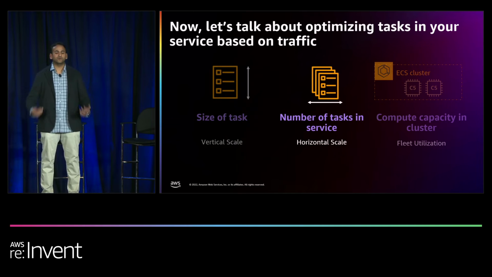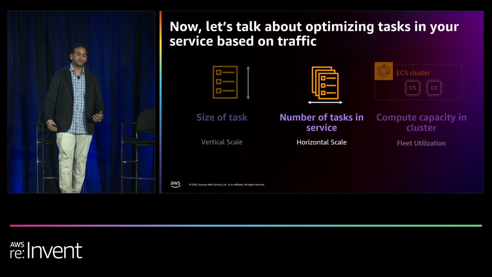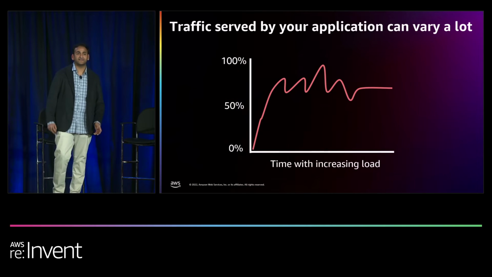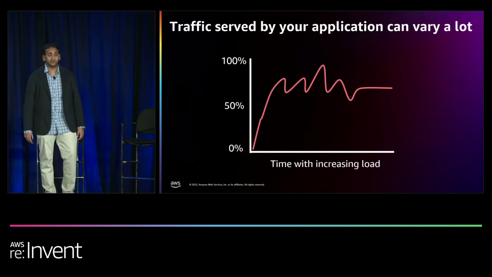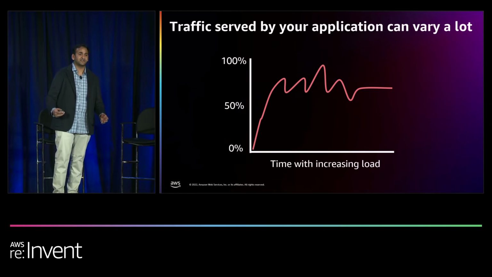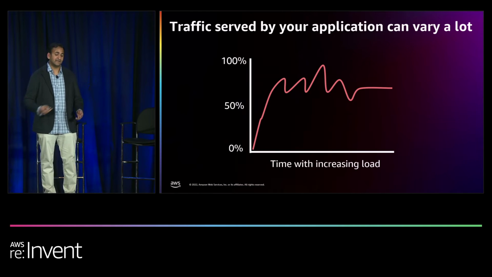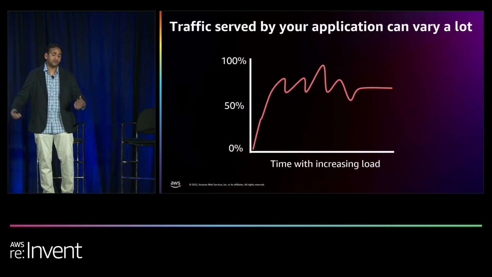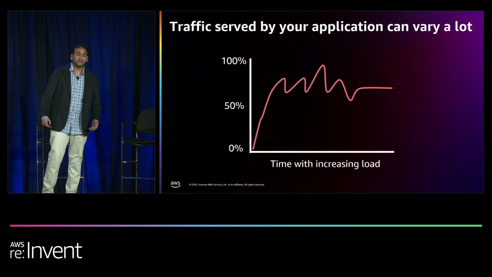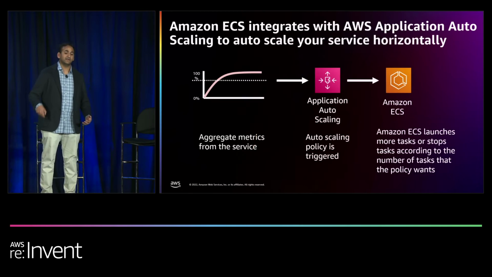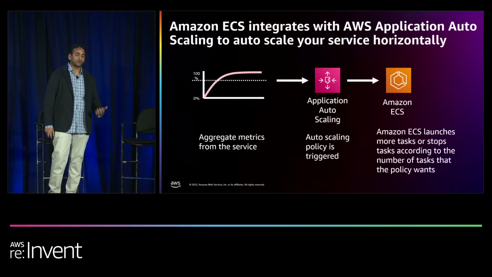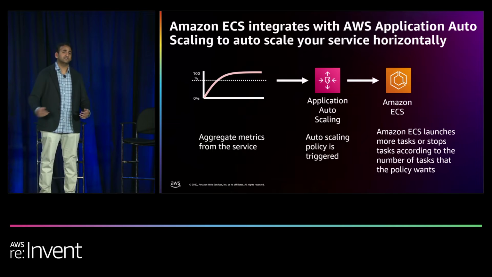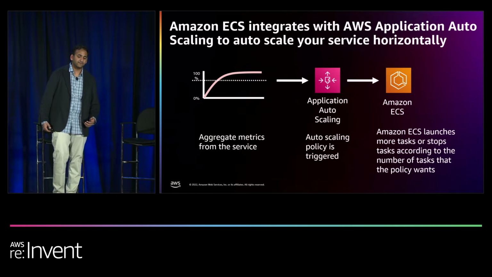With that said, let's move on to the next big pillar: number of tasks in your service. The amount of traffic that your application serves can vary a lot. Let's say this application needed 10 tasks at peak. At different times in the day, this application might need 6, 7, 8, or even 5 tasks in some case. In order to respond to that, ECS allows you to configure autoscaling to scale your service horizontally so that it automatically responds to traffic.